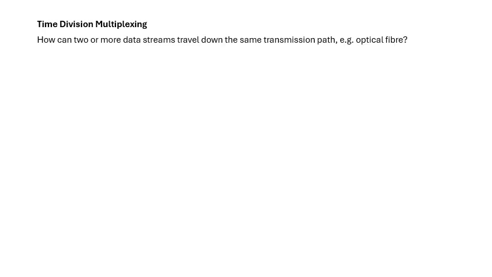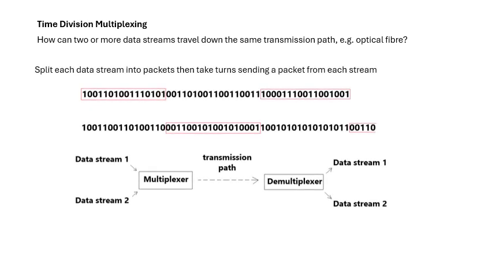Time division multiplexing: through a single optical fiber, you can have hundreds of different telephone calls or data streams going through a single fiber. How is that possible? Time division multiplexing. What's that then? Basically each data stream, which is lots of ones and zeros in a line, is split up into packets, and then you take turns.